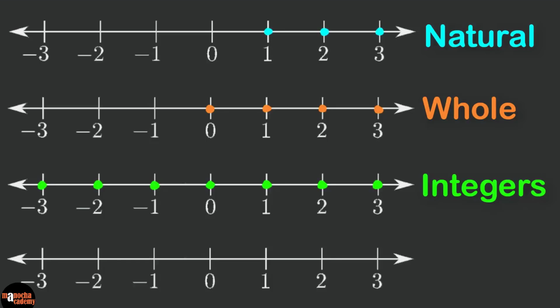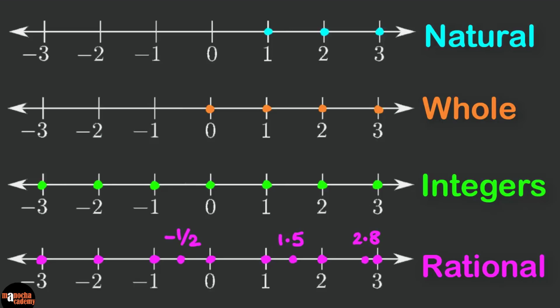In the next number line, let's mark the rational numbers. So it's going to be all the integers and decimals and fractions. For example, 1.5 is here midway between 1 and 2. 2.8 is here and it's closer to 3. And -1/2 is midway between 0 and -1.